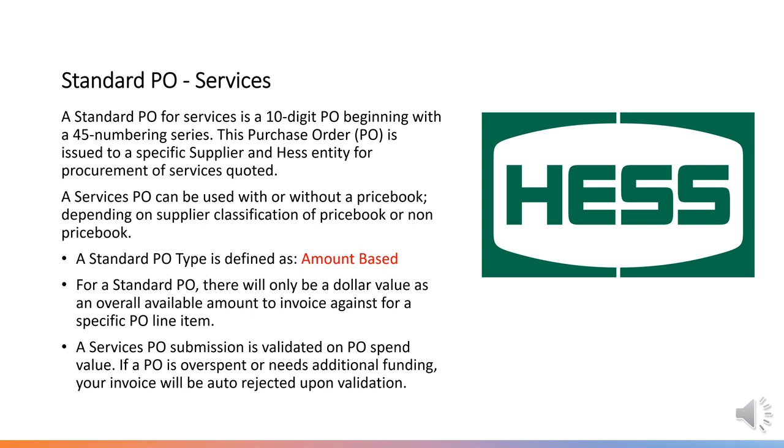For a standard PO, there will only be a dollar value as an overall available amount to invoice against for a specific PO line item. A services PO submission is validated on PO spend value. If a PO is overspent or needs additional funding, your invoice will be auto-rejected upon validation.